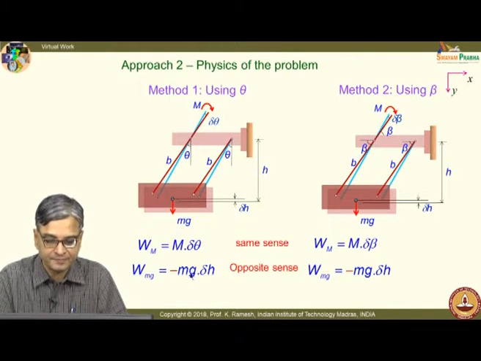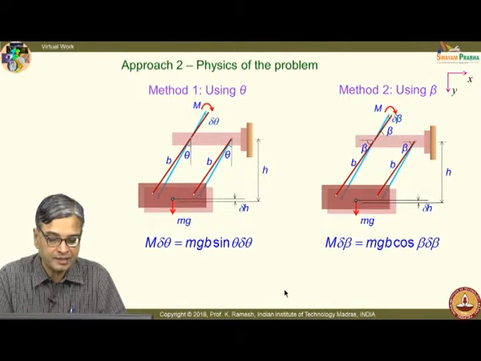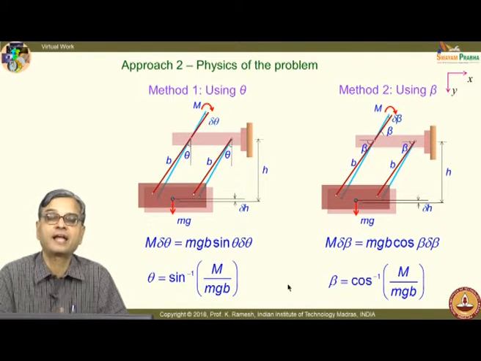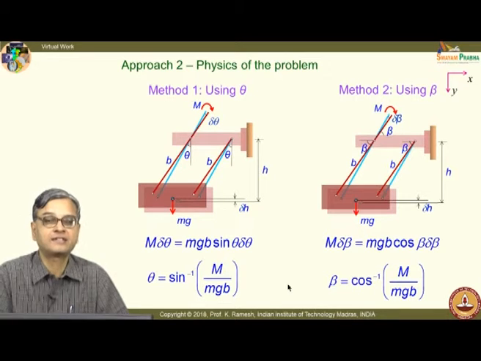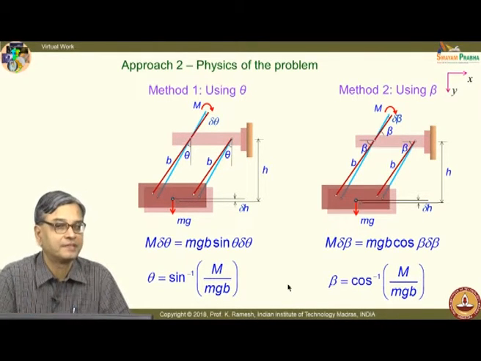Okay. Then the next step is straightforward. I have this work done by the force mg as minus mg b sin theta delta theta, and here again I would get the final answer like this. When I convert it into theta, it is one and the same. I have not got a different answer by changing the independent variable.